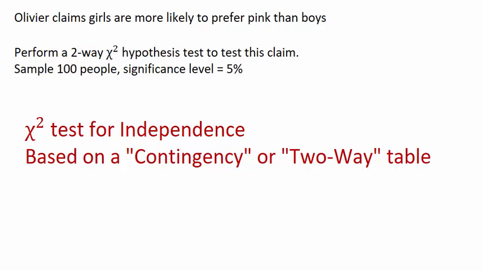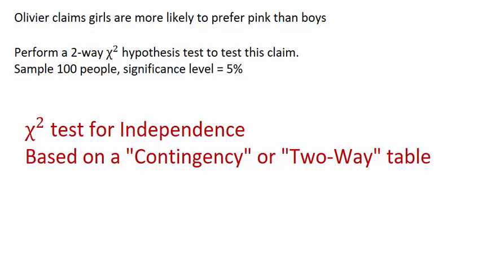So Olivier claims that girls are more likely to prefer pink than boys, sort of thing that he'd say. And what he's doing is saying that there is a population, an infinitely large number of people, and that each person has two variables. One of them is gender, and the other one is what color they prefer. Let's say pink against blue to keep it simple. And Olivier is claiming that those two variables are linked in some way.